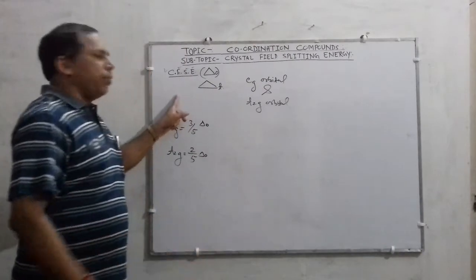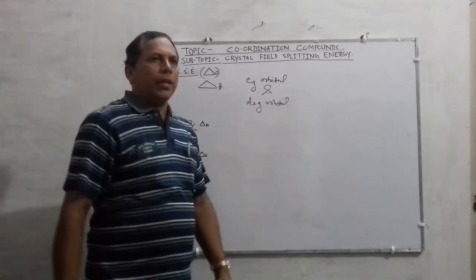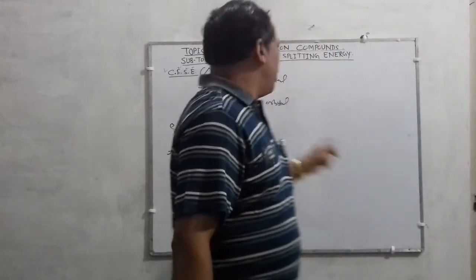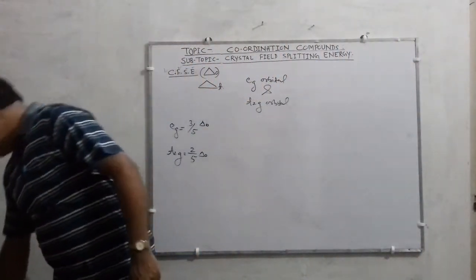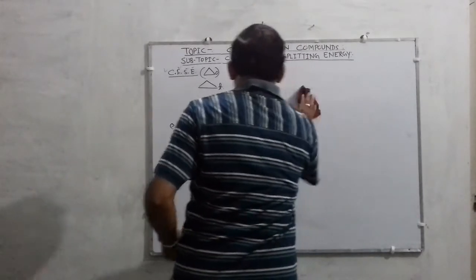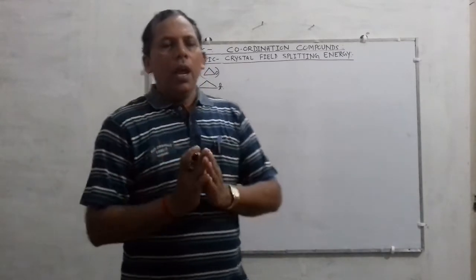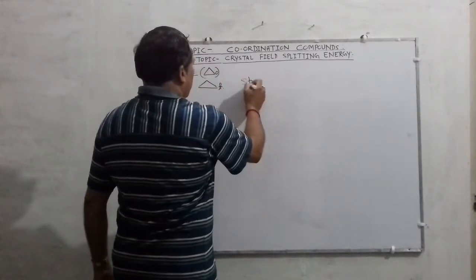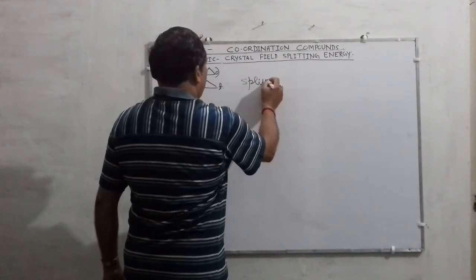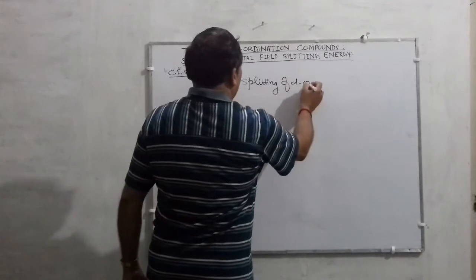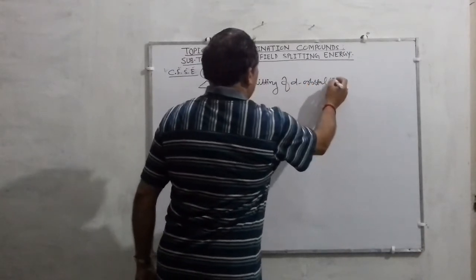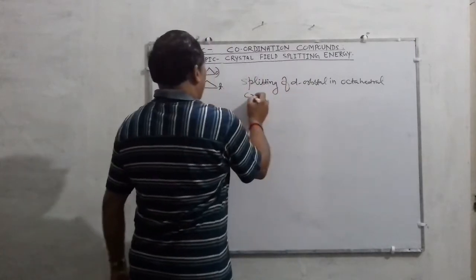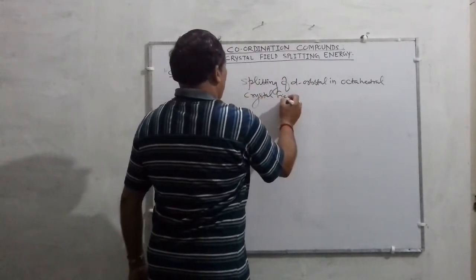Taking this point in common, the splitting of d orbitals in octahedral crystal field as well as tetrahedral crystal field can be represented as follows. So, the splitting of d orbitals in octahedral crystal field. How can this be represented?